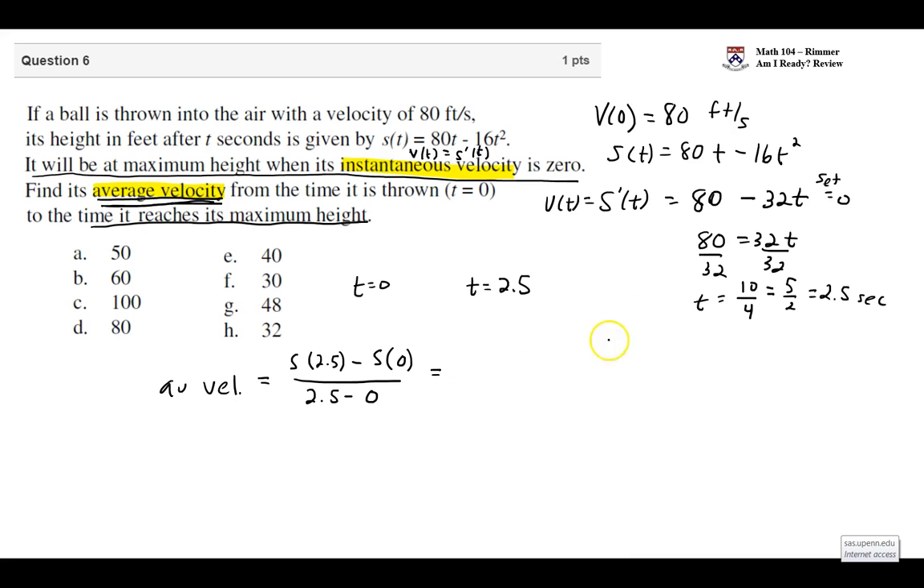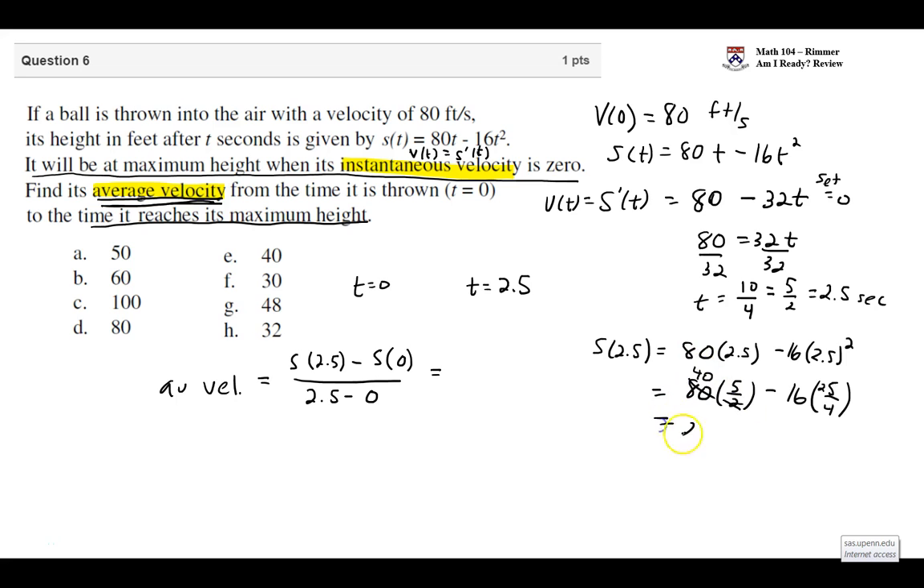And so how tall is it when it reaches that maximum height? We have to plug in 2.5 into your position function. 80 times 2.5 minus 16 times 2.5 squared. Without a calculator, it's better to use the fraction versions. 80 times 5 halves minus 16 times 25 fourths. Go ahead and square it. And so we're talking about 200 minus 100. So we get 100.